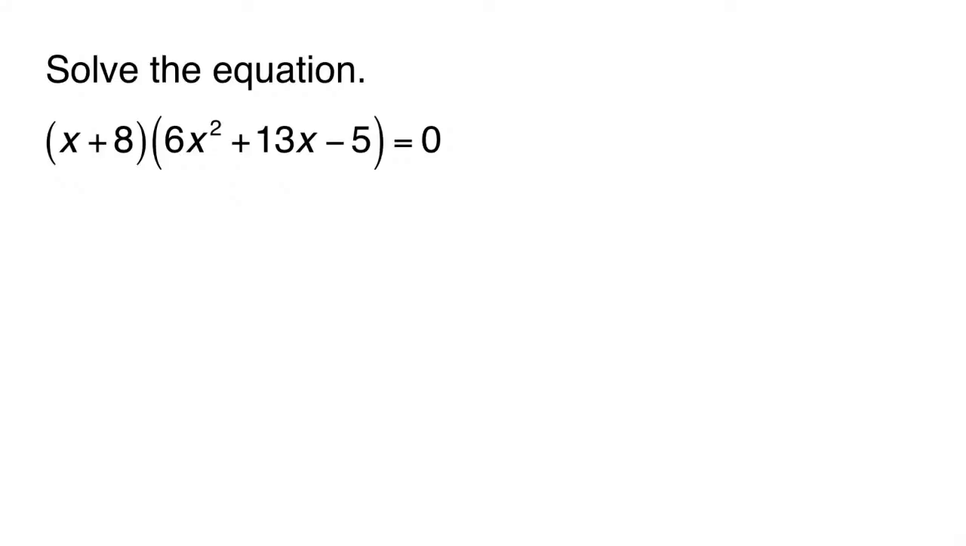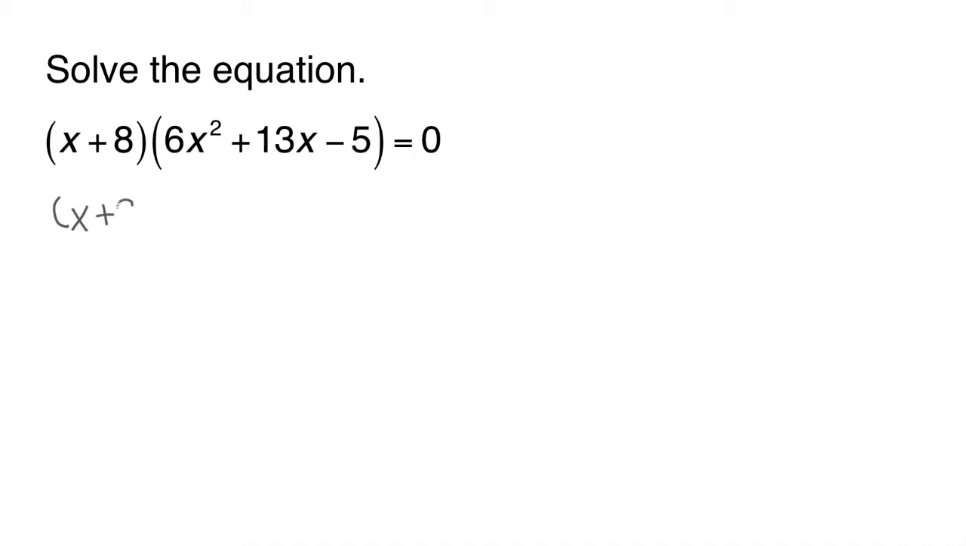Solve the equation. x plus 8 times the quantity 6x squared plus 13x minus 5 equals 0. Here we have a product equal to 0, so we know that we're going to use the zero factor property. However, before we do, we'll notice that our second factor can be factored further. So we'll do that first.